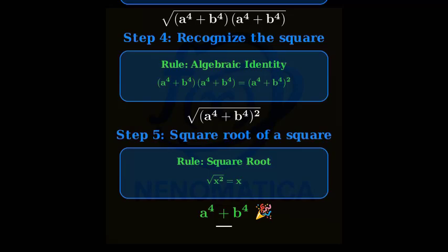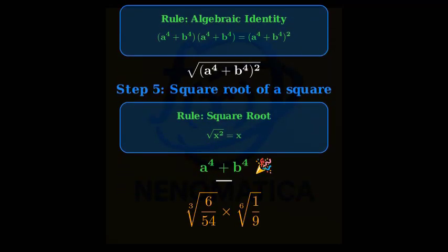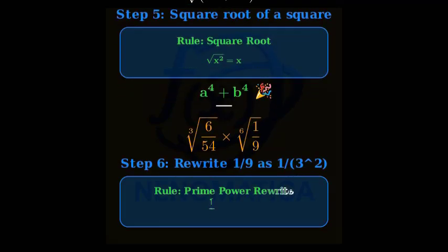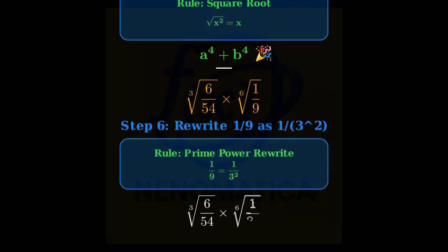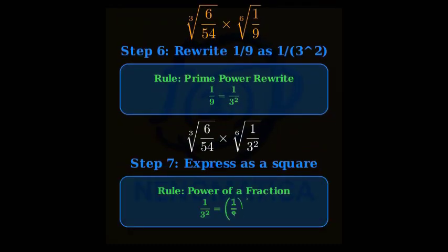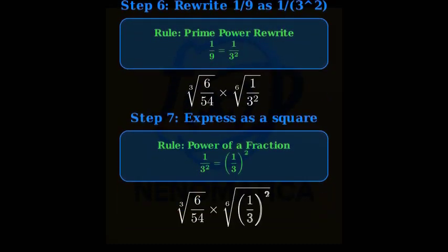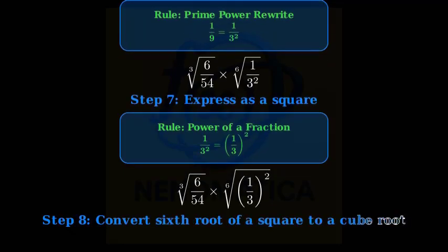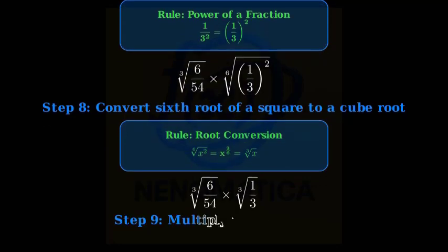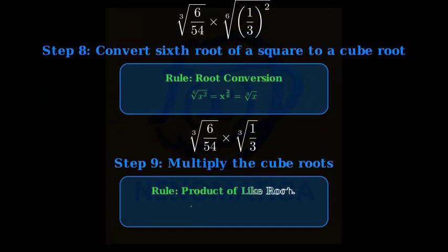Our second expression is the cube root of 6 over 54 times the 6th root of 1 over 9. Step 6. Replace 1 over 9 by 1 over 3 squared inside the 6th root. Step 7. View 1 over 3 squared explicitly as the square of 1 over 3. Step 8. The 6th root of a square equals the cube root of the base. Step 9. Multiply cube roots by combining the arguments under a single cube root.